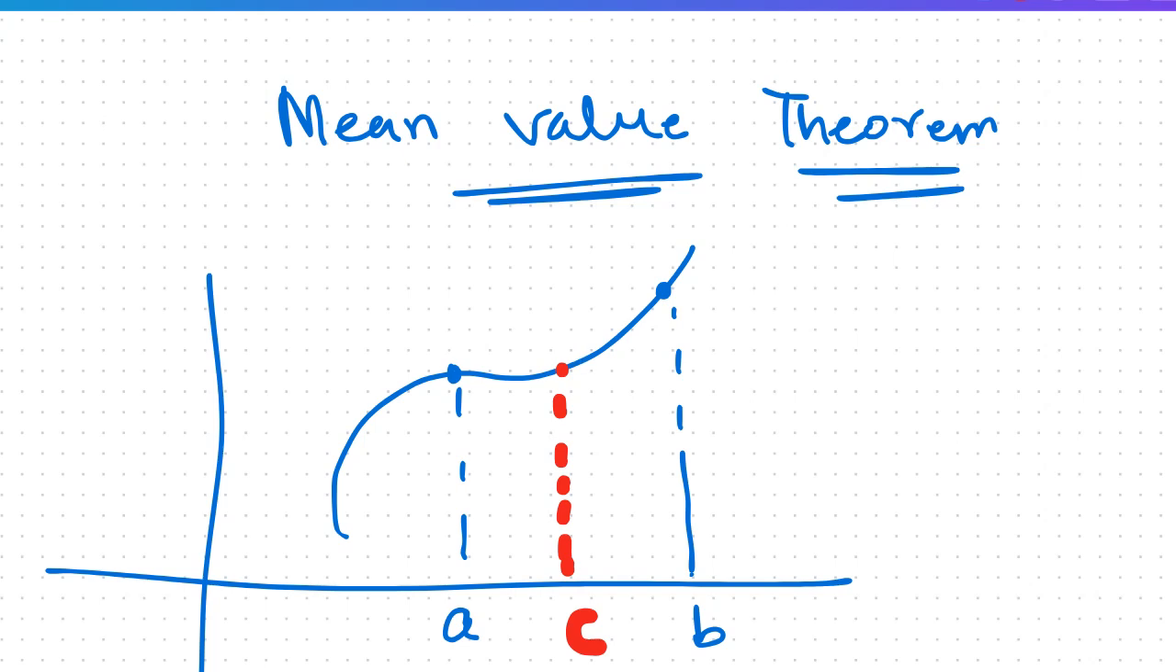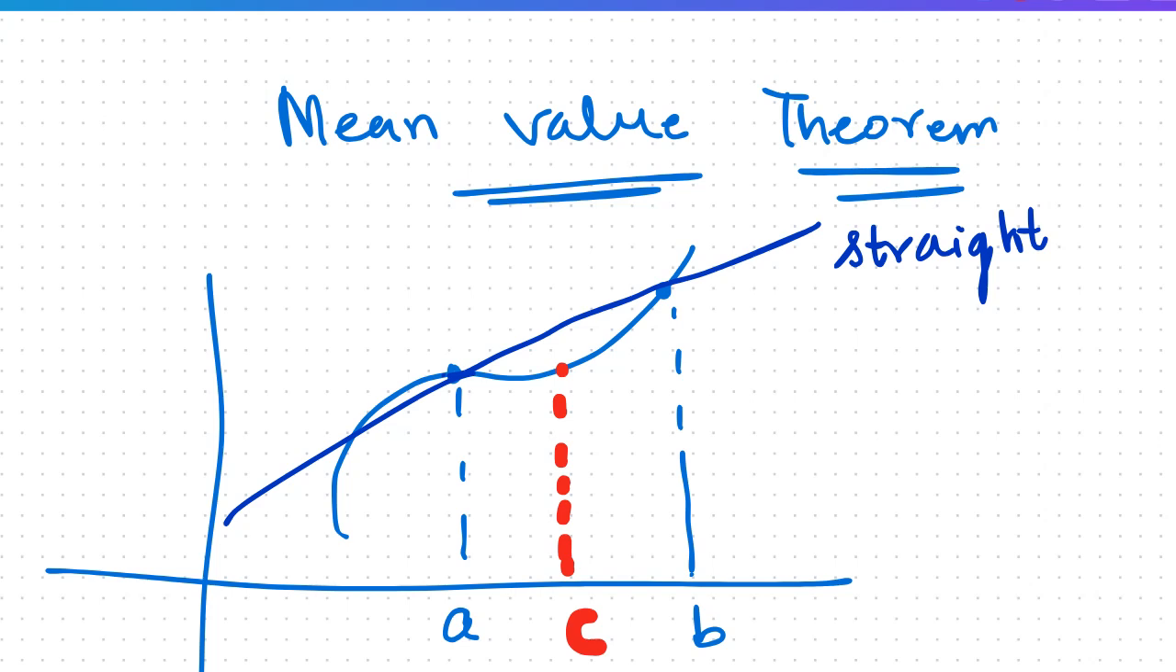The thing is, if you join these 2 points a and b on the graph, this is called a secant line. This is a straight line, right? When you join 2 points, we get a straight line.